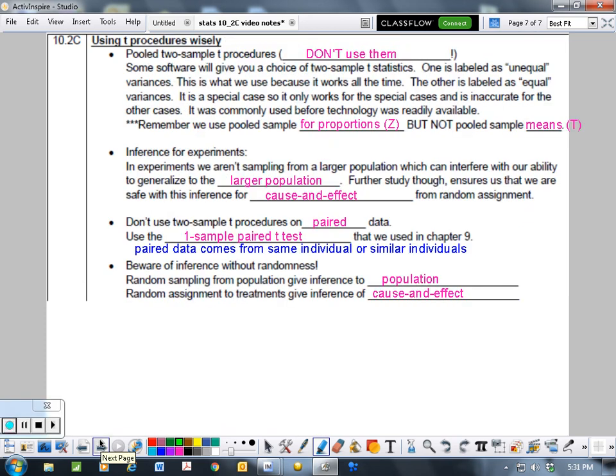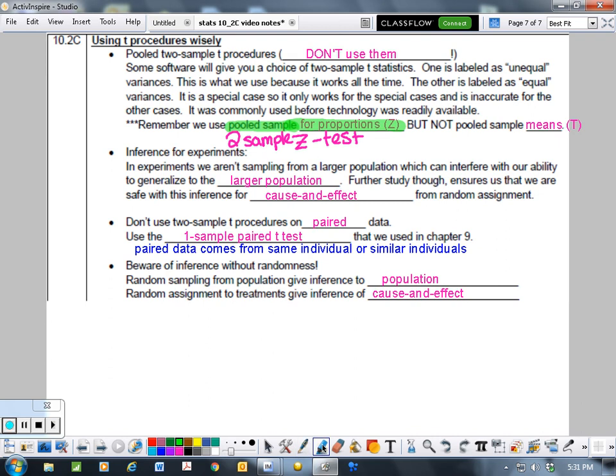Using t procedures wisely. So pooled 2 sample t procedures, do not use them. The only time we use the pooled sample is for proportions and only for significance test. So only for a z-test. So a 2 sample z-test. Not for the confidence interval, only for the significance test.